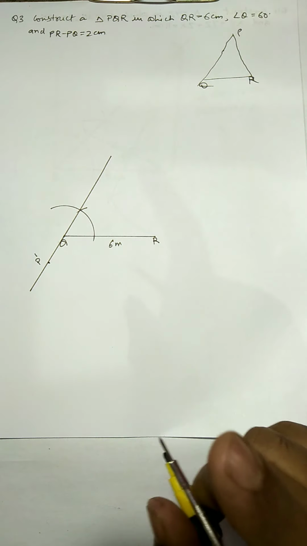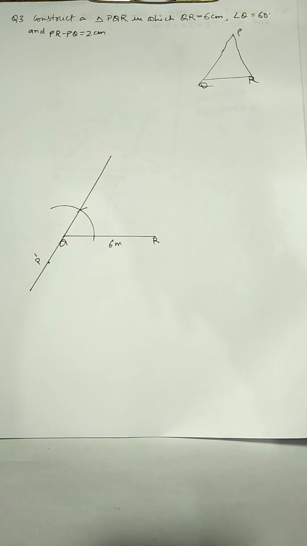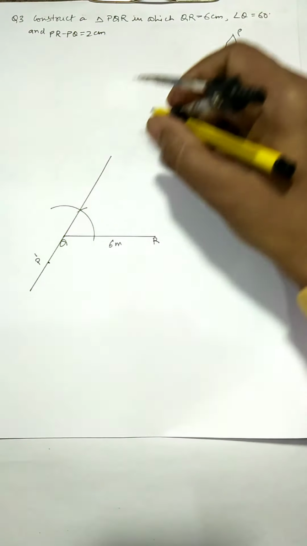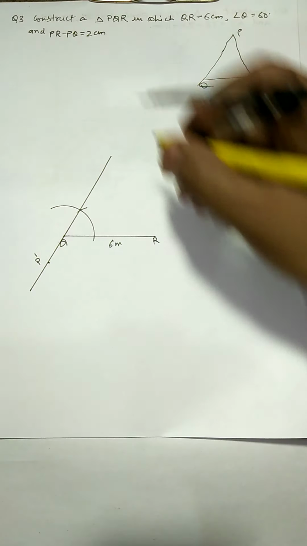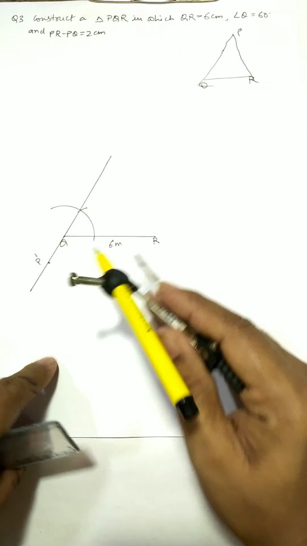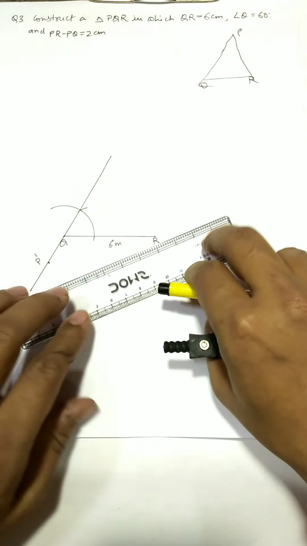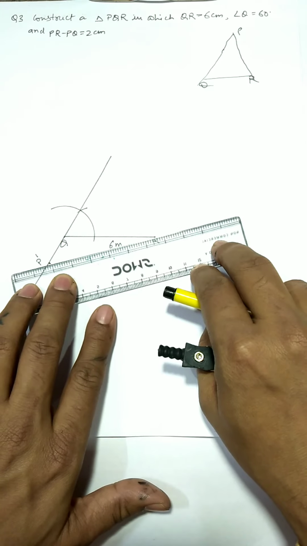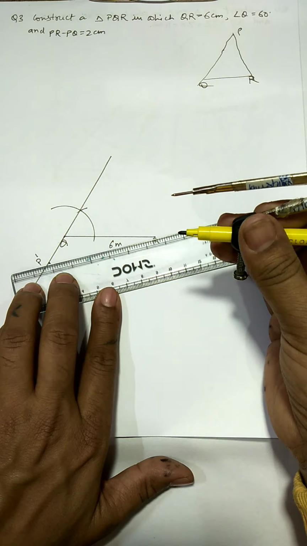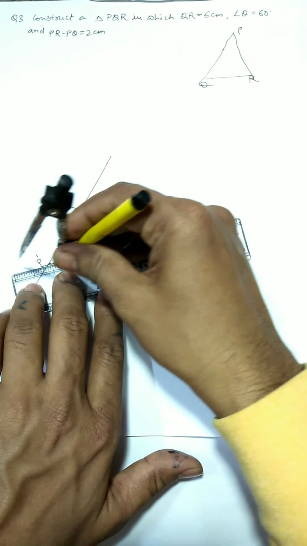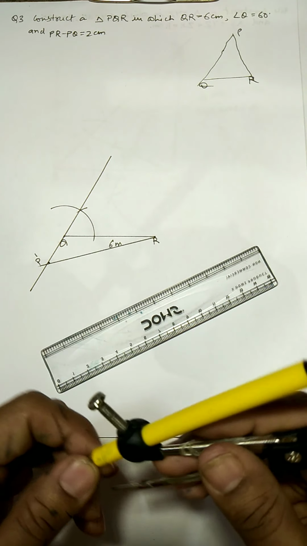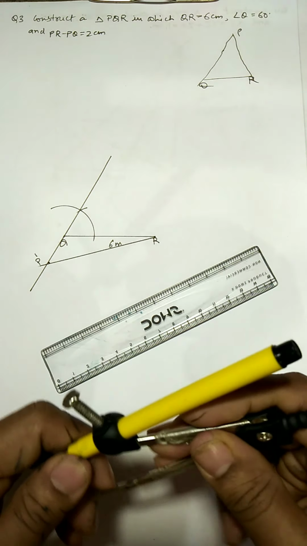Remember this P dash is not our required point. We will get the required point P somewhere on this line, which has to be extended some more. So let's see. First we join P dash to R, and next you draw the perpendicular bisector of P dash R.